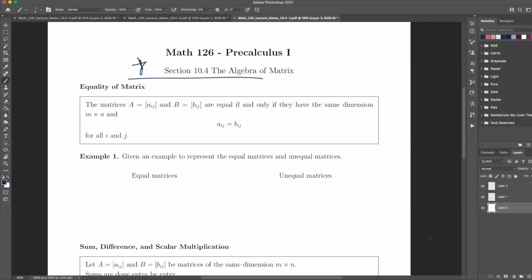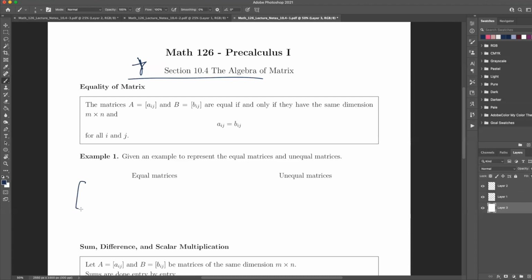The basic thing we need to say is when two matrices are equal. So let's start there. Two matrices are equal if their entries match entry by entry and they have the same dimension. Let me show you a couple of examples.